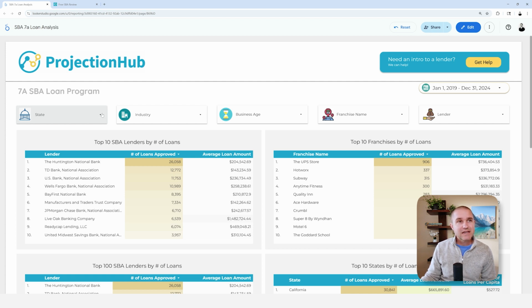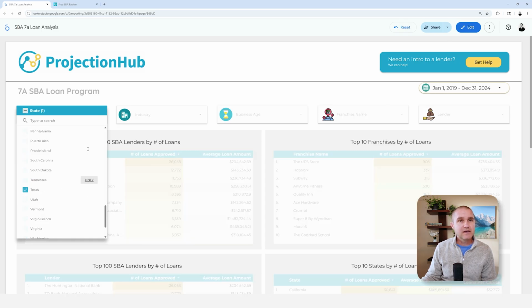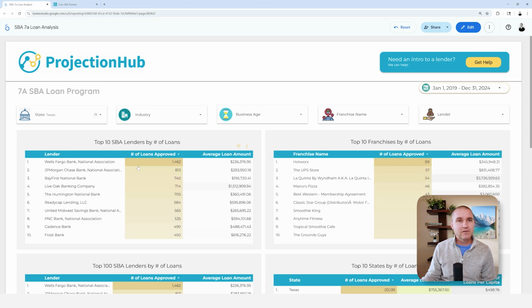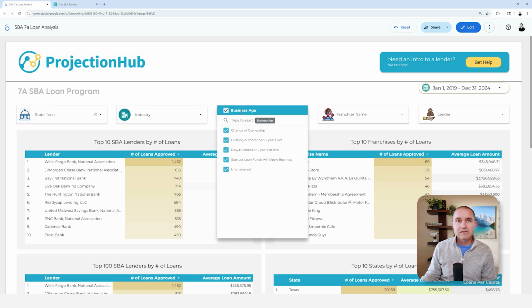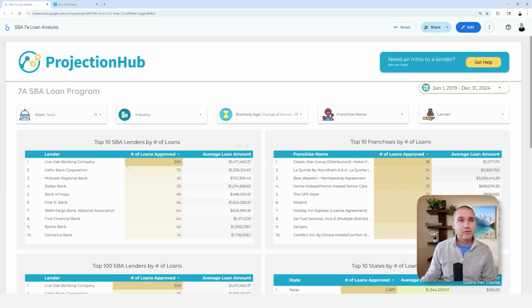So you can look in the state. Let's say this particular deal was in Texas, so we'll sort by Texas. Then we can see which lenders have done the most loans in the state of Texas over the last roughly 5 years. We also can select change of ownership here, which means it's an acquisition. Again, we can see Live Oak Banking Company is by far the top SBA lender in the state of Texas for acquisitions over this time period.